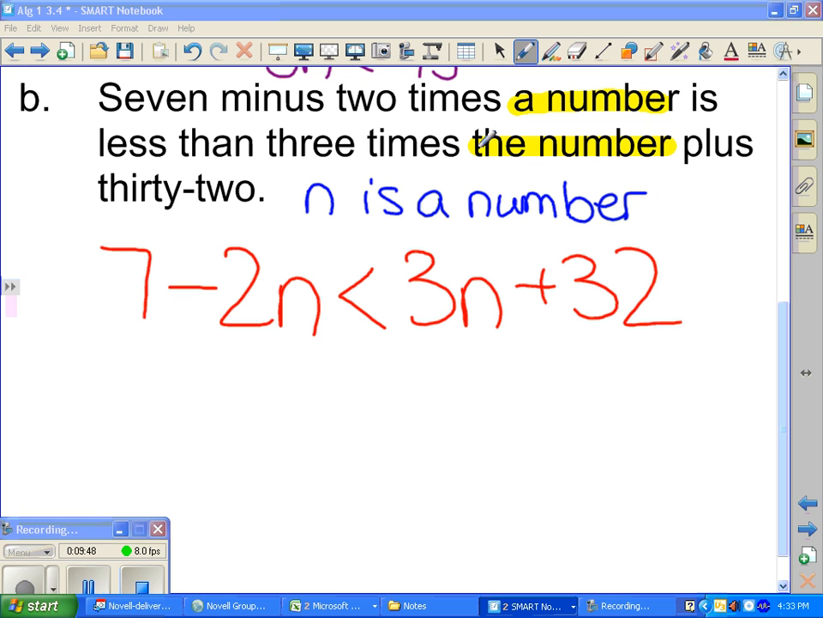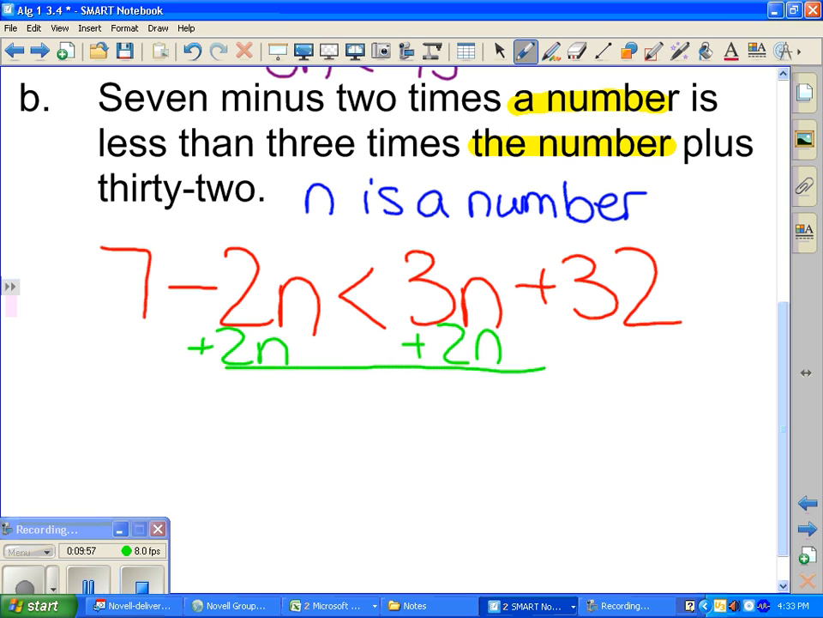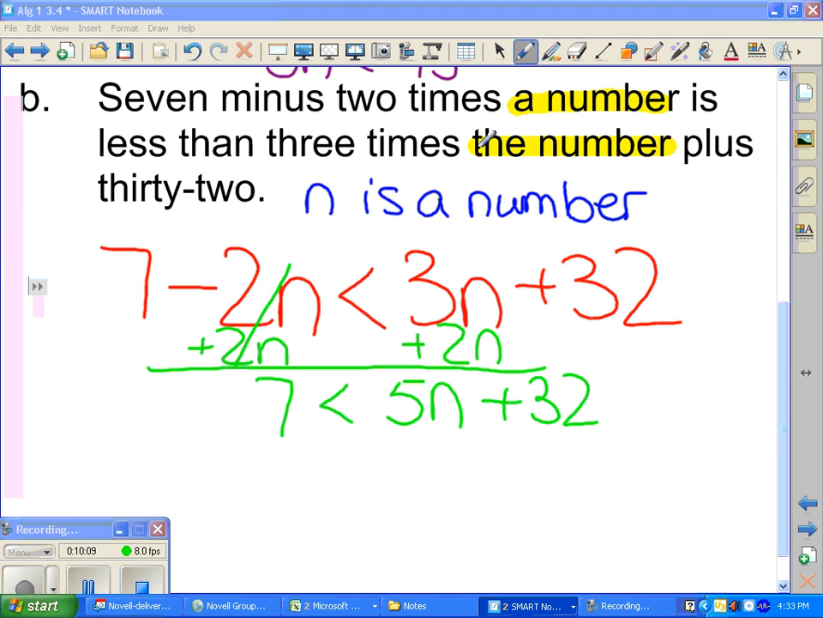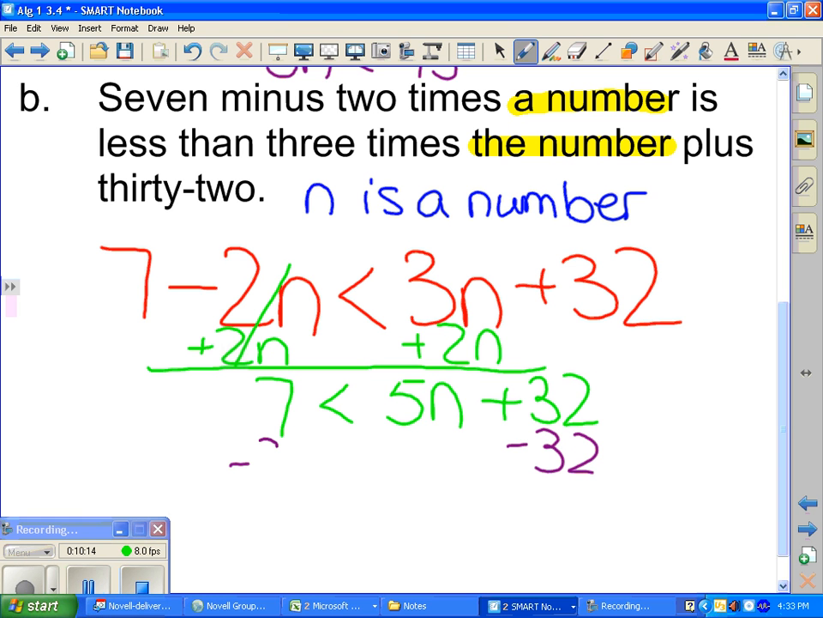Smaller variable on both sides. Let's see, I got a 3n and a negative 2n. Well, negative is always going to be smaller. So I'm going to add 2n. I get 7 is less than 5n, 3n plus 2n is 5n, plus 32. Constant, that's going to be the 32. So subtract 32. 7 minus 32. Good. Negative 25.